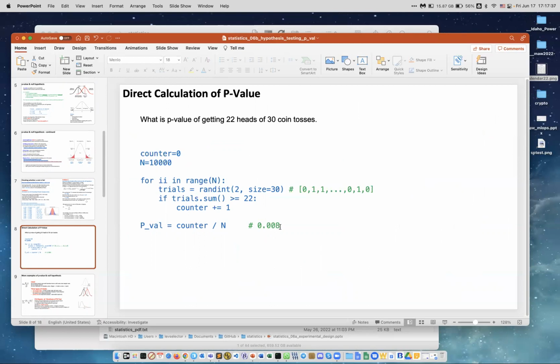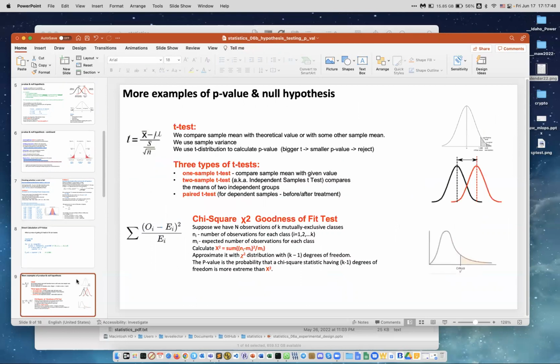So apparently the p-value is very small. That means that this event is quite extreme, like 22 heads out of 30.